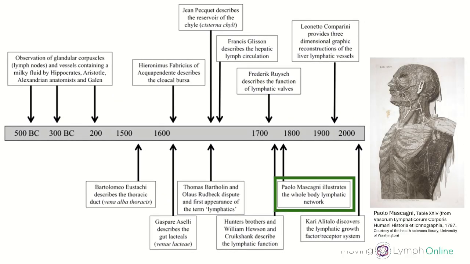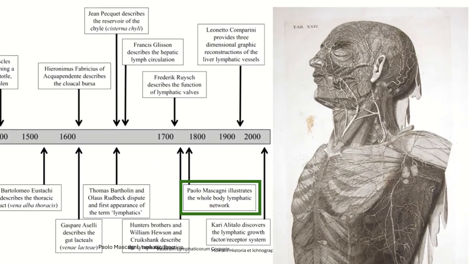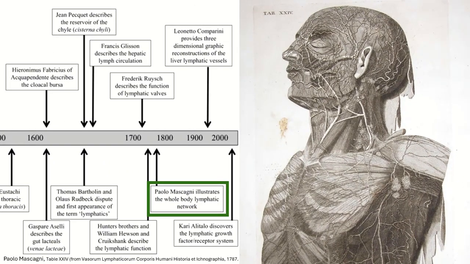In the 1780s then, Mascagni injected mercury into lymph vessels through his self-designed glass instrument while he was dissecting over 300 corpses. And this enabled him to publish beautiful diagrams in his illustrated masterpiece, which was published in French. And this depicted the entire lymphatic network in great detail.